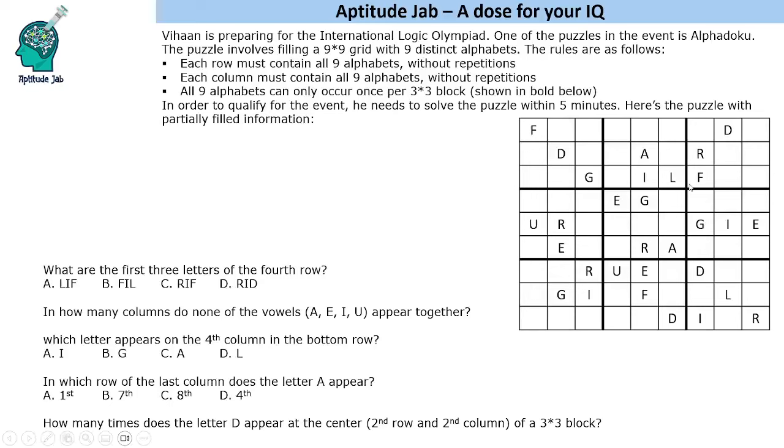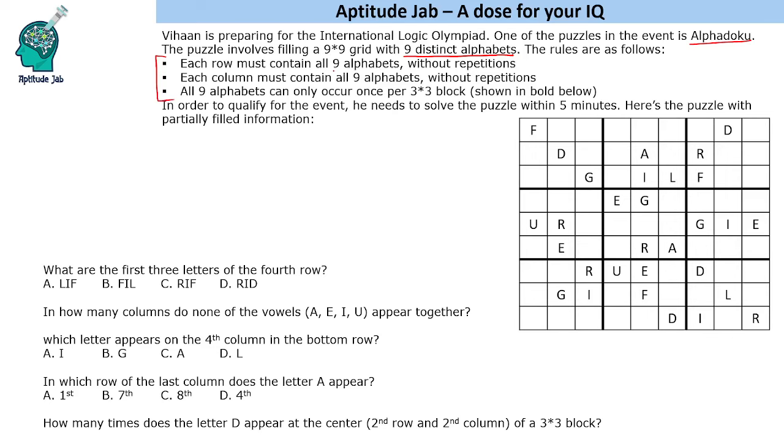This set says that Vihan is preparing for the International Logic Olympiad. One of the puzzles in the event is Alpha-Doku. In this, we have a puzzle that involves filling a 9 cross 9 grid with 9 distinct alphabets. So basically, it is a Sudoku involving alphabets. Okay, Alpha-Doku, alphabetical Sudoku. Now in Sudoku you have digits from 1 to 9. Here you have 9 distinct alphabets.